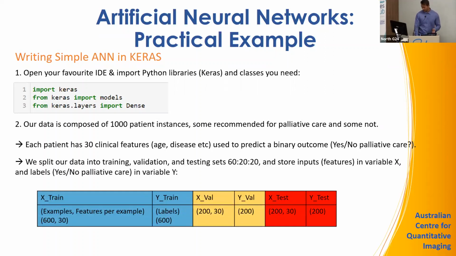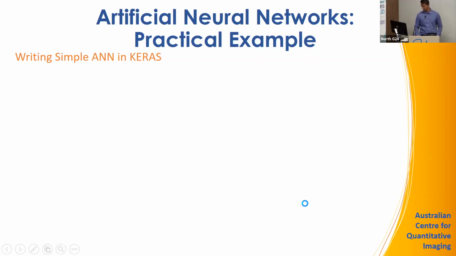We would split our data into training, validation, and testing. I'm going with a 60-20-20 ratio split. We would store our input features in the X variable and our labels in the Y variable. The labels are what we're trying to predict, and the inputs are the features that we're feeding into the model. As you can see, we have 600 patient instances, each with 30 features in our training data set, and our corresponding labels. We have 600, which correspond to every single patient, whether yes or no they're recommended for palliative care. Then we have the same sized validation and testing sets, whose function I'll describe next.